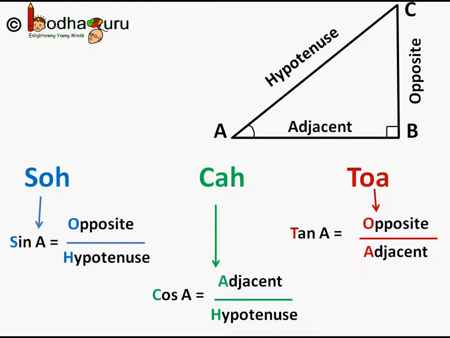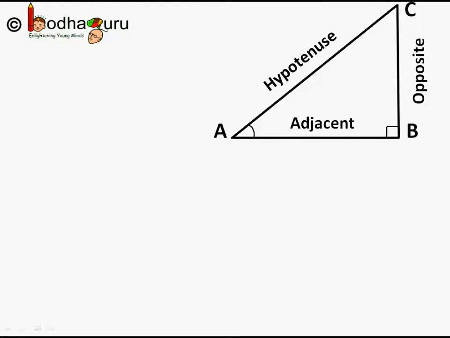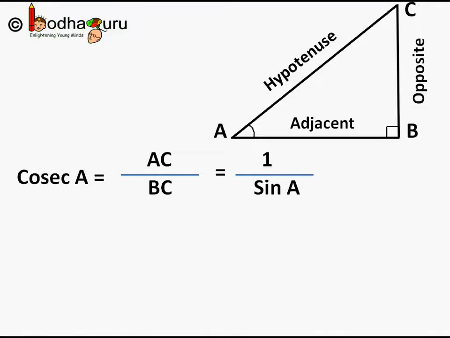Now let us learn three more trigonometric ratios, and they are basically reciprocals of the first three ratios. So cosecant of A, or in short form cosec of A, is nothing but hypotenuse by opposite side, that is AC by BC. And we know sine of A is opposite by hypotenuse. So cosecant of A is hypotenuse by opposite. So we can say cosecant of A is nothing but 1 by sine A. Right? So cosecant of A is equal to 1 by sine A, or vice versa, sine A is equal to 1 by cosecant of A.